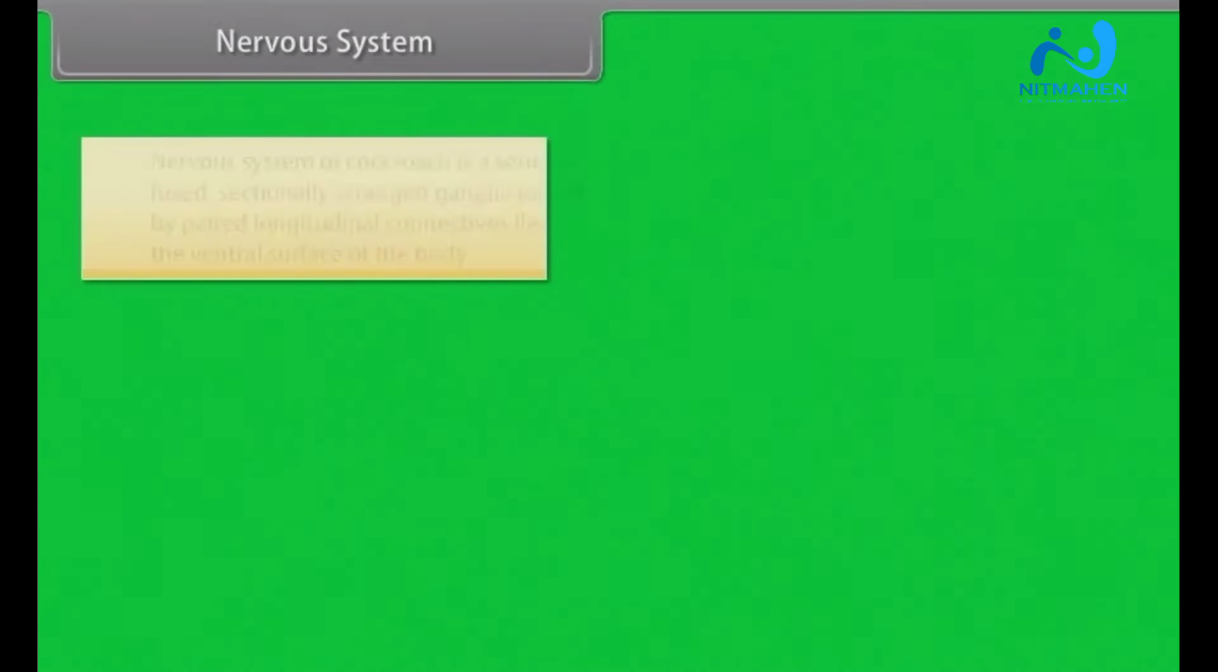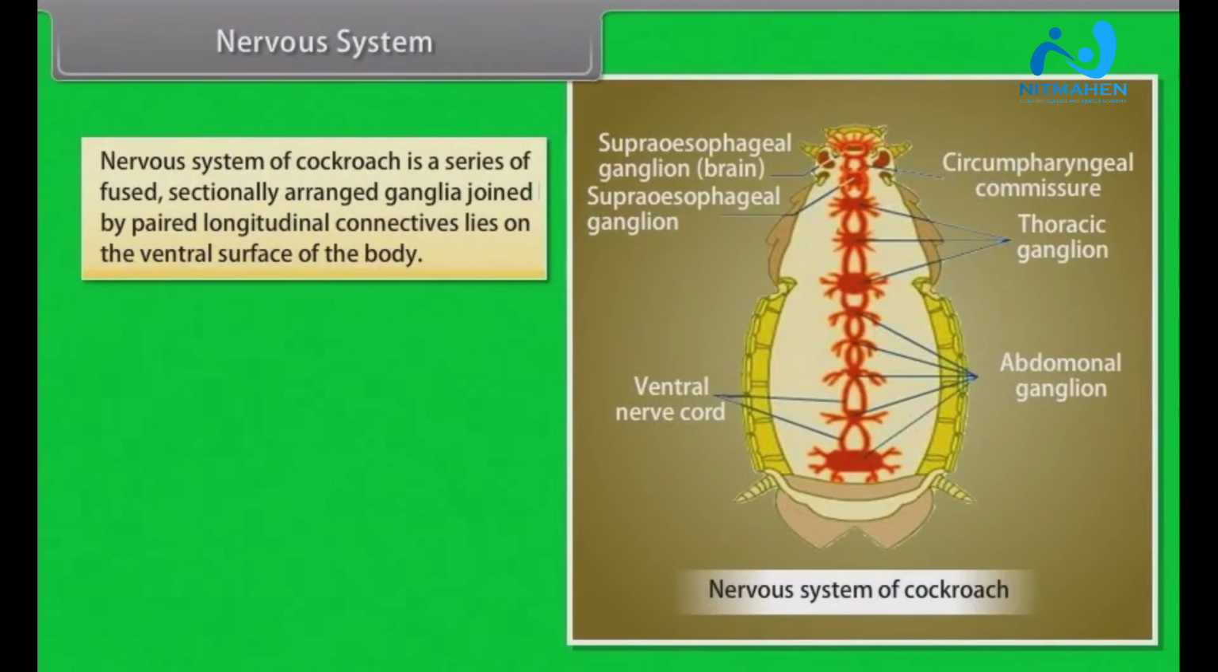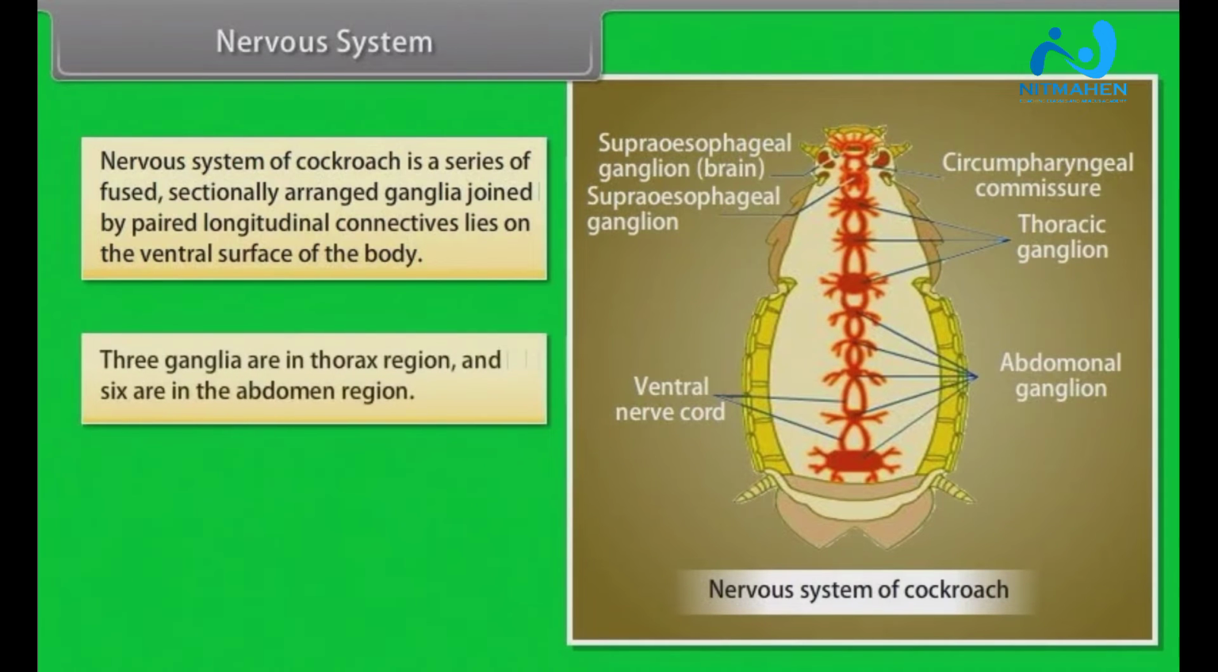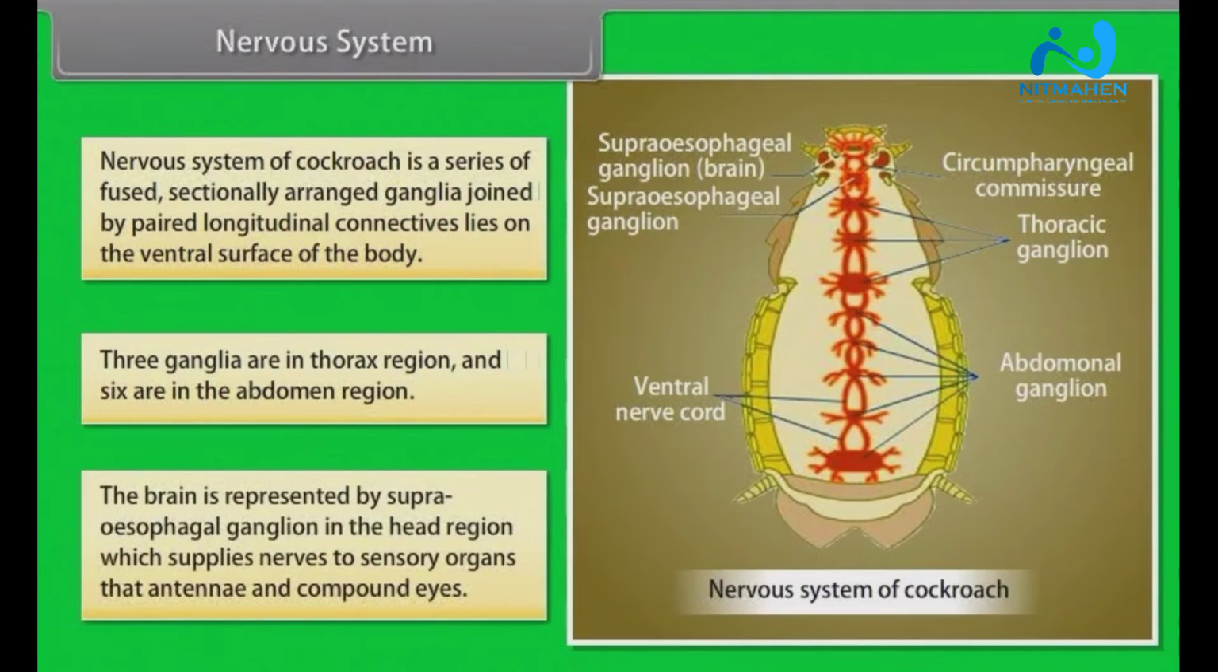Nervous system. Nervous system of cockroach is a series of fused, segmentally arranged ganglia joined by paired longitudinal connectives, lying on the ventral surface of the body. 3 ganglia are in thorax region and 6 are in the abdomen region. The brain is represented by supraoesophageal ganglion in the head region, which supplies nerves to sensory organs, that is antennae and compound eyes.